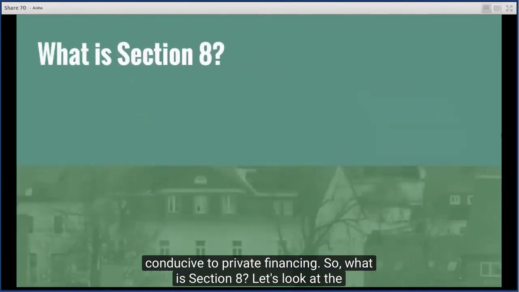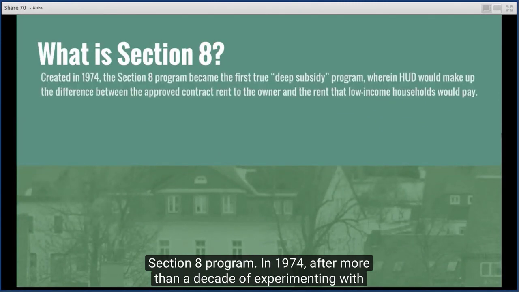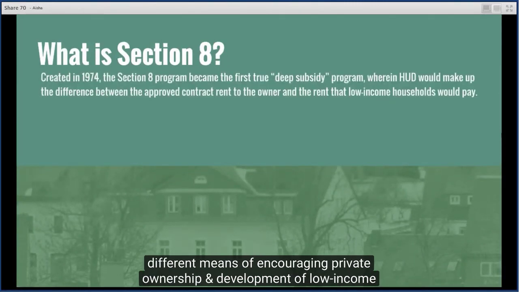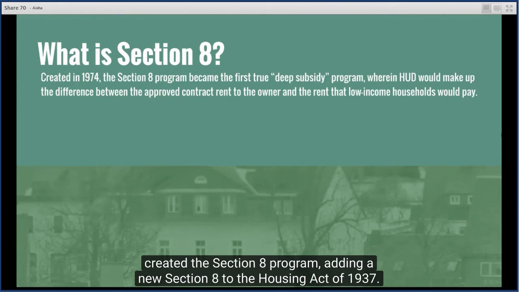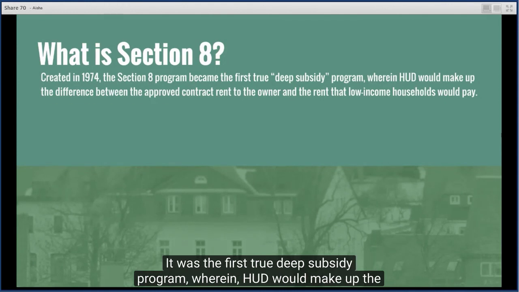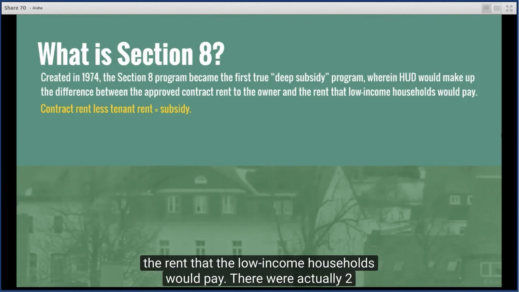So what is Section 8? Let's look at the Section 8 program. In 1974, after more than a decade of experimenting with different means of encouraging private ownership and development of low-income housing, that is, alternatives to the public ownership of public housing, the Congress created the Section 8 program, adding a new Section 8 to the Housing Act in 1937. It was the first true deep subsidy program wherein HUD would make up the difference between an approved contract rent to the owner and the rent that the low-income households would pay.